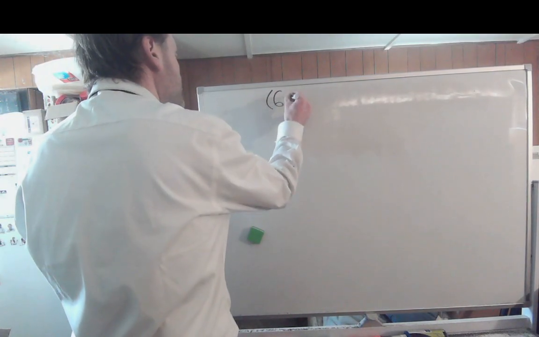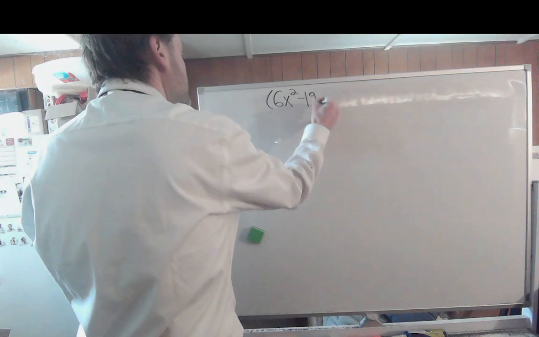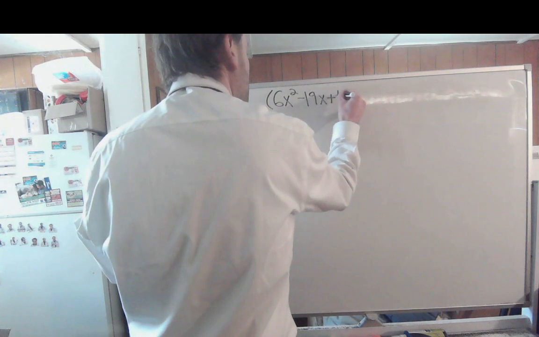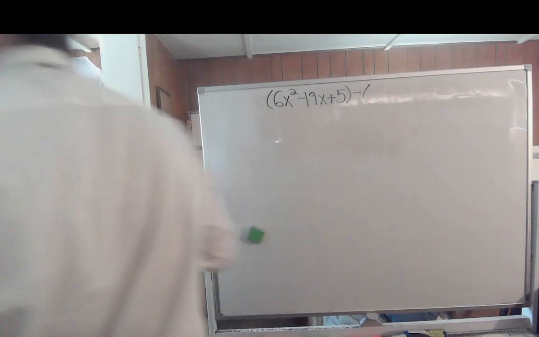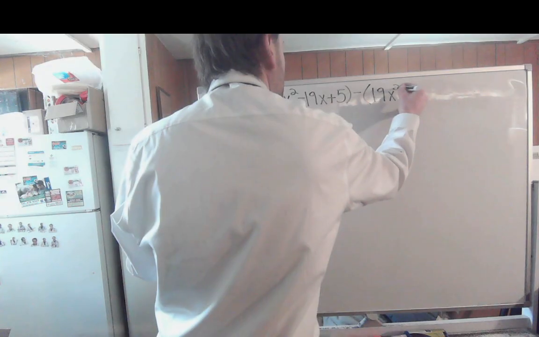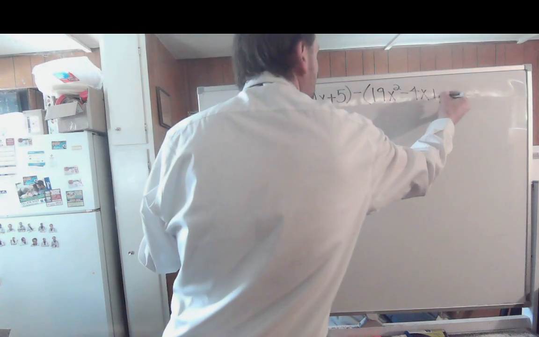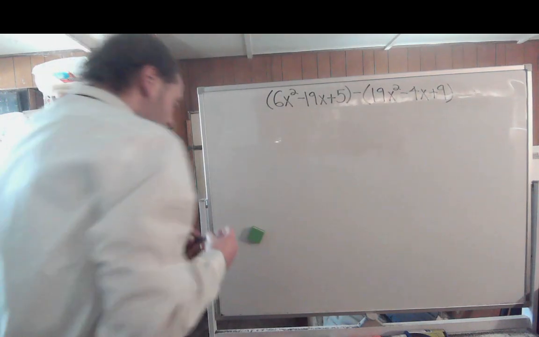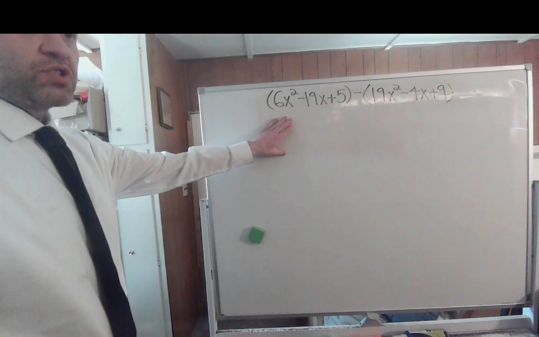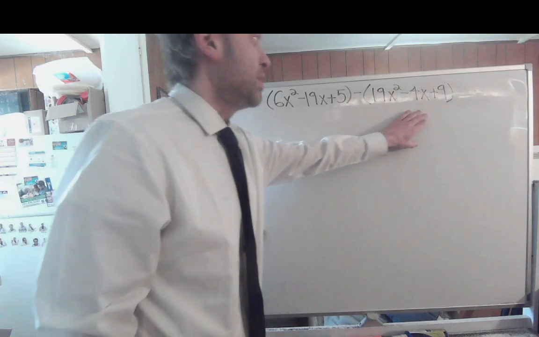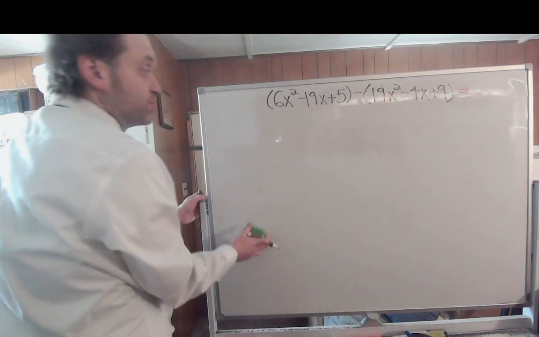Let's see, 6x squared minus 19x plus 5, minus 19x squared minus 4x plus 9. Okay. So we have the quantity of 6x squared minus 19x plus 5, that quantity minus the quantity of 19x squared minus 4x plus 9. So start with your highest power, which would just be the x squared.